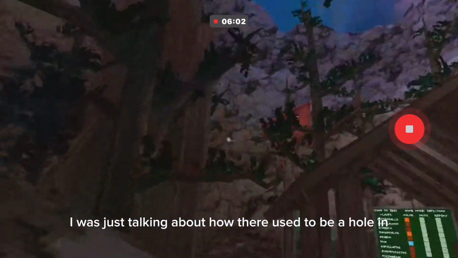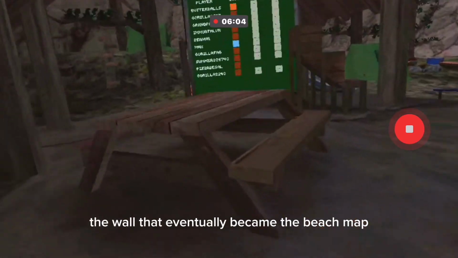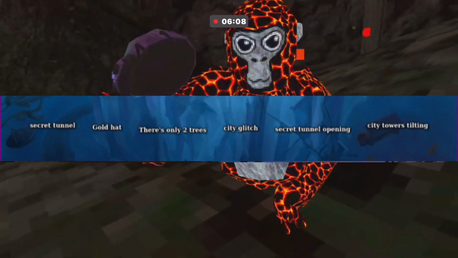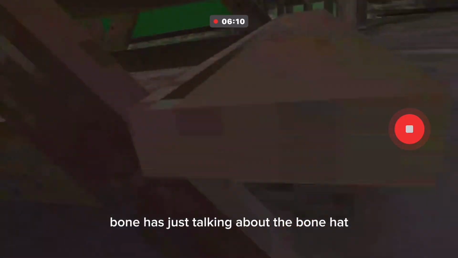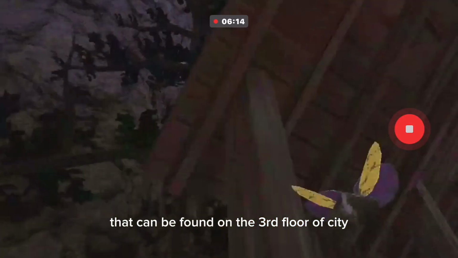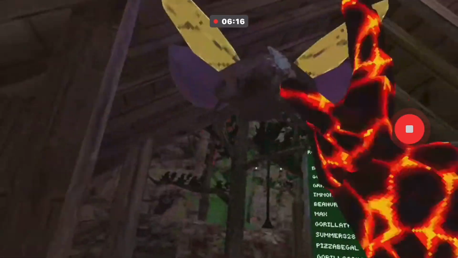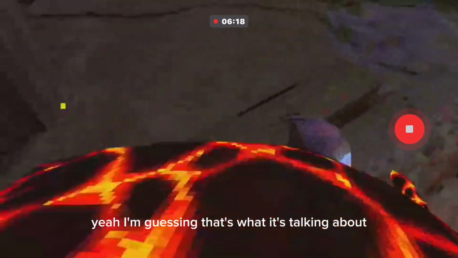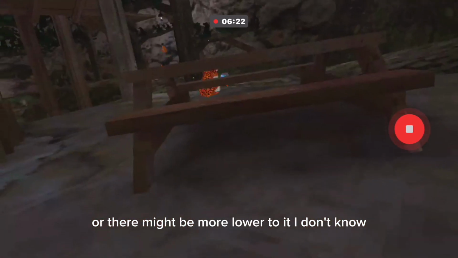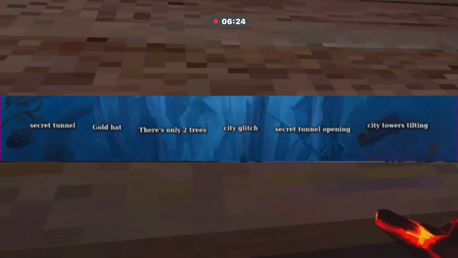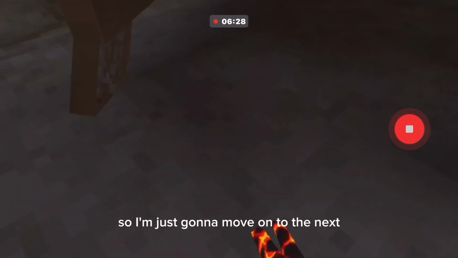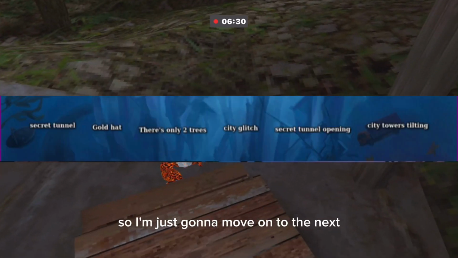Tunnel was just talking about how there used to be a hole in the wall that eventually became the beach map. Golden Hat is just talking about the golden hat that can be found on the 3rd floor of City. Yeah, I'm guessing that's what it's talking about. Or there might be more lore to it. I don't know. I have no idea what this one's talking about, so I'm just going to move on to the next.